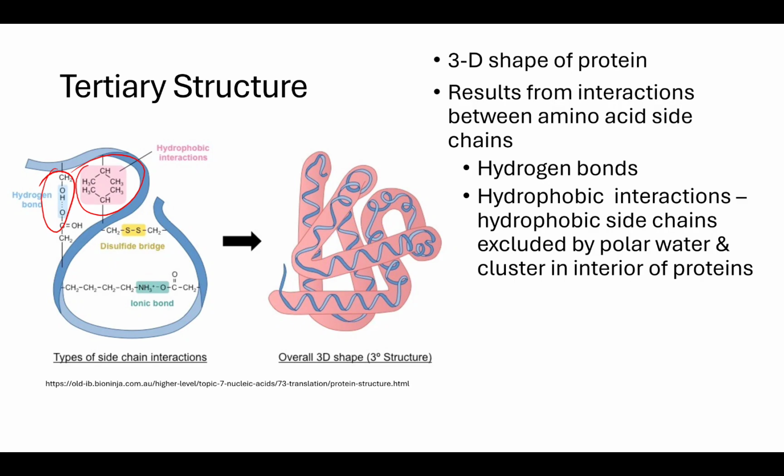What ends up happening is they're excluded by the polar water molecules that are surrounding this, so they tend to cluster in the interior of proteins. This is really important because if you have some sort of mutation that changes the structure of a protein, and say this hydrophobic side chain got changed to a hydrophilic one, that would then change the 3D shape of the protein because this side chain would no longer be excluded, and so that would cause this protein to fold differently.